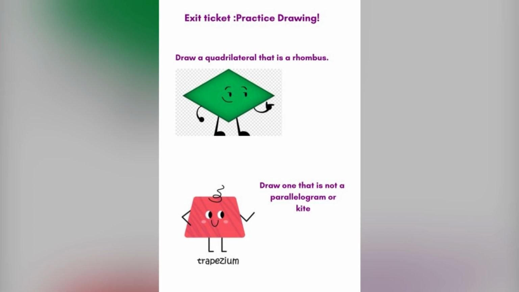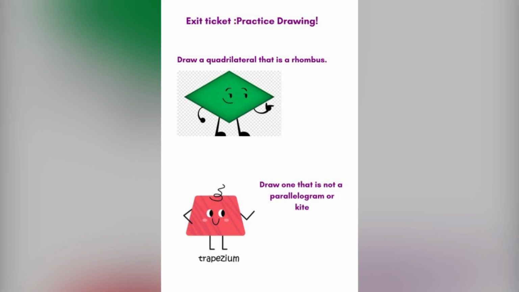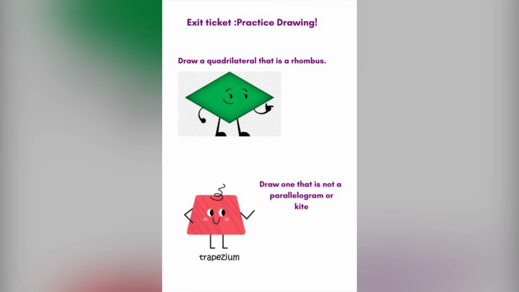First, make a rhombus, a shape with four sides that are all the same length. Then draw a shape that isn't a parallelogram or a kite. A trapezoid is a good example because it only has one pair of sides that are parallel. Let's have fun drawing and learning about these shapes.